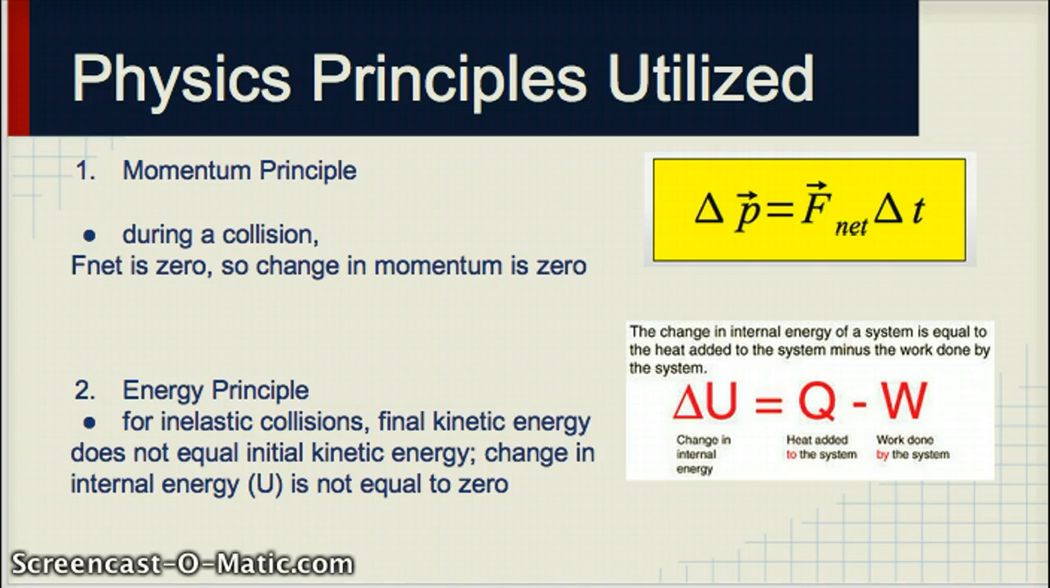The two main physics principles that were utilized in this lab were, A, the momentum principle, which states that the change in momentum is equal to the net force times the change in time. But during a collision, the net force is zero. So that would make the change in momentum zero, thus conserving momentum. The second principle was the energy principle, which states that the change in internal energy is equal to Q minus W, which is the heat in the system subtracted by the work that's done by the system. For inelastic collisions, the final kinetic energy is not equal to the initial kinetic energy. So there's a change in internal energy that is not equal to zero.